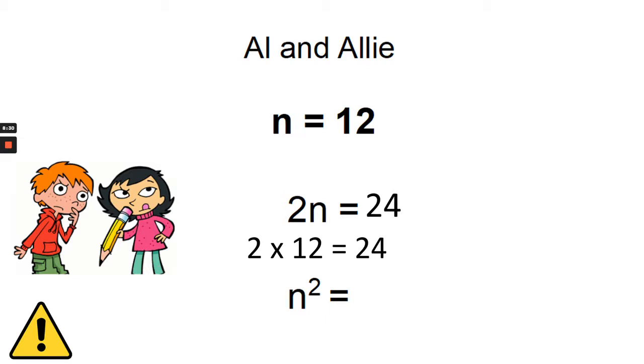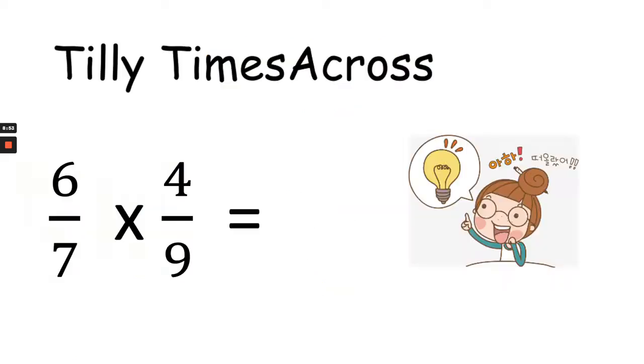n squared. When I see n, I put in the value 12. n squared is the same as 12 times 12, 12 squared. That gives me 144. n squared is 144. Well done if you got those, Year 6. Al and Ali will be coming up all this week. Don't worry, we'll be practicing.